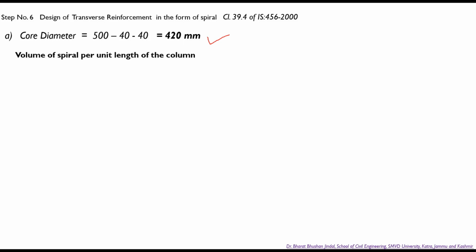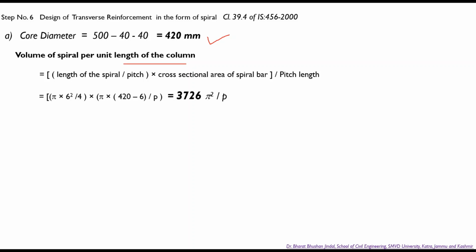Now in continuation to step number 6, here we will be doing the same calculation. Core diameter we have calculated already, 420. And let us calculate numerically the volume of the spiral per unit length. This was the formula which we discussed in the previous slide. By putting in all the information, when you have to find the length of the spiral, you can easily use this value. This will be the cross section area, pi d square by 4. This is the cross section area of the spiral, and this will be the length of the spiral divided by pitch length p. So you get this value, 3726 pi square by p.